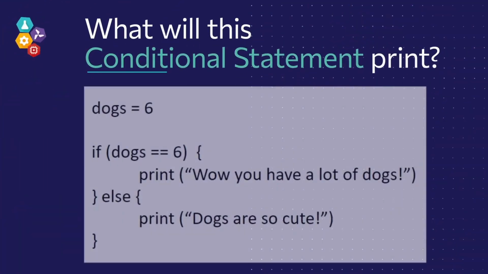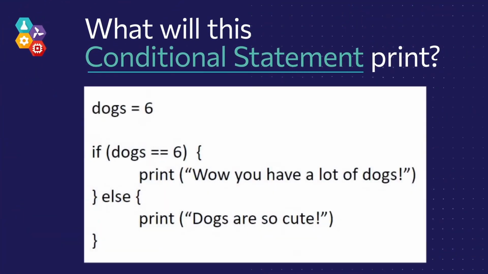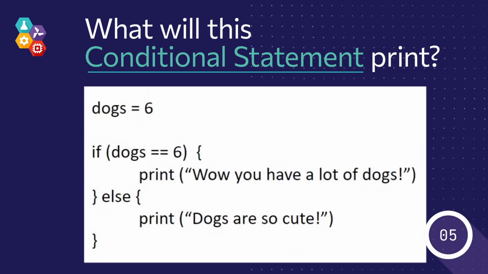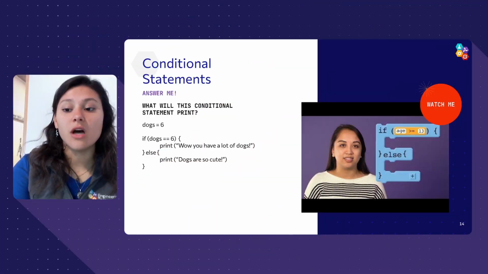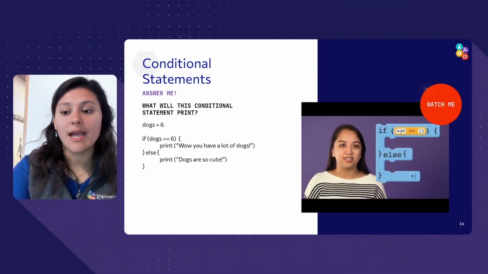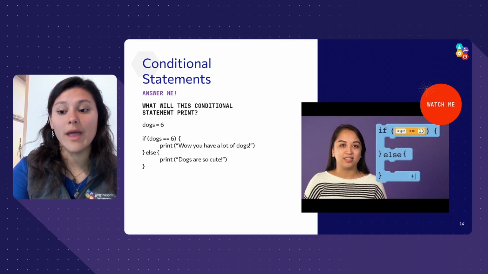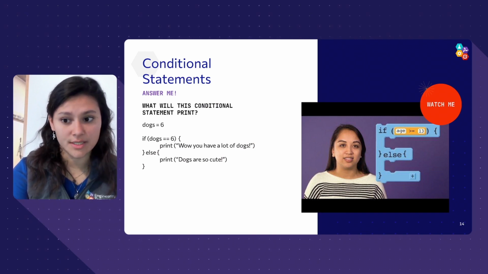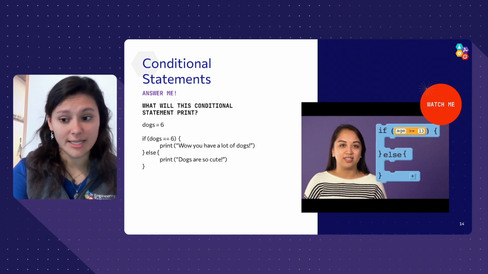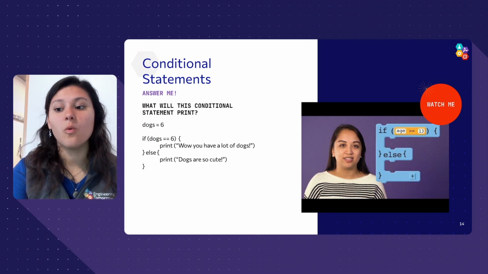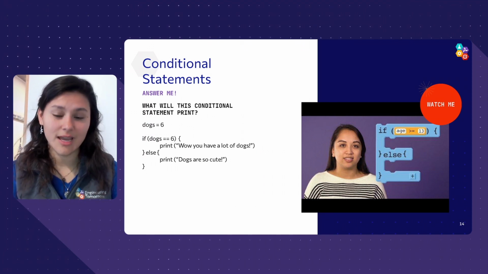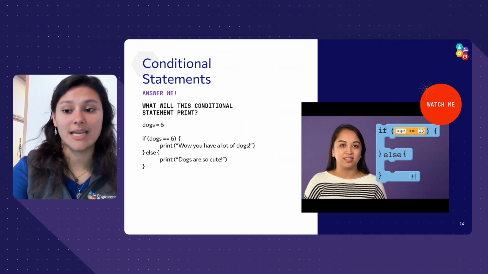Now that you guys have watched the video, think about as a class what this if statement will produce when dogs is equal to 6. So when dogs is equal to 6, this will enact the first statement for when dogs is exactly equal to 6, which we see that this variable is. This will print, wow, you have a lot of dogs. And that's what will happen in this coding segment.